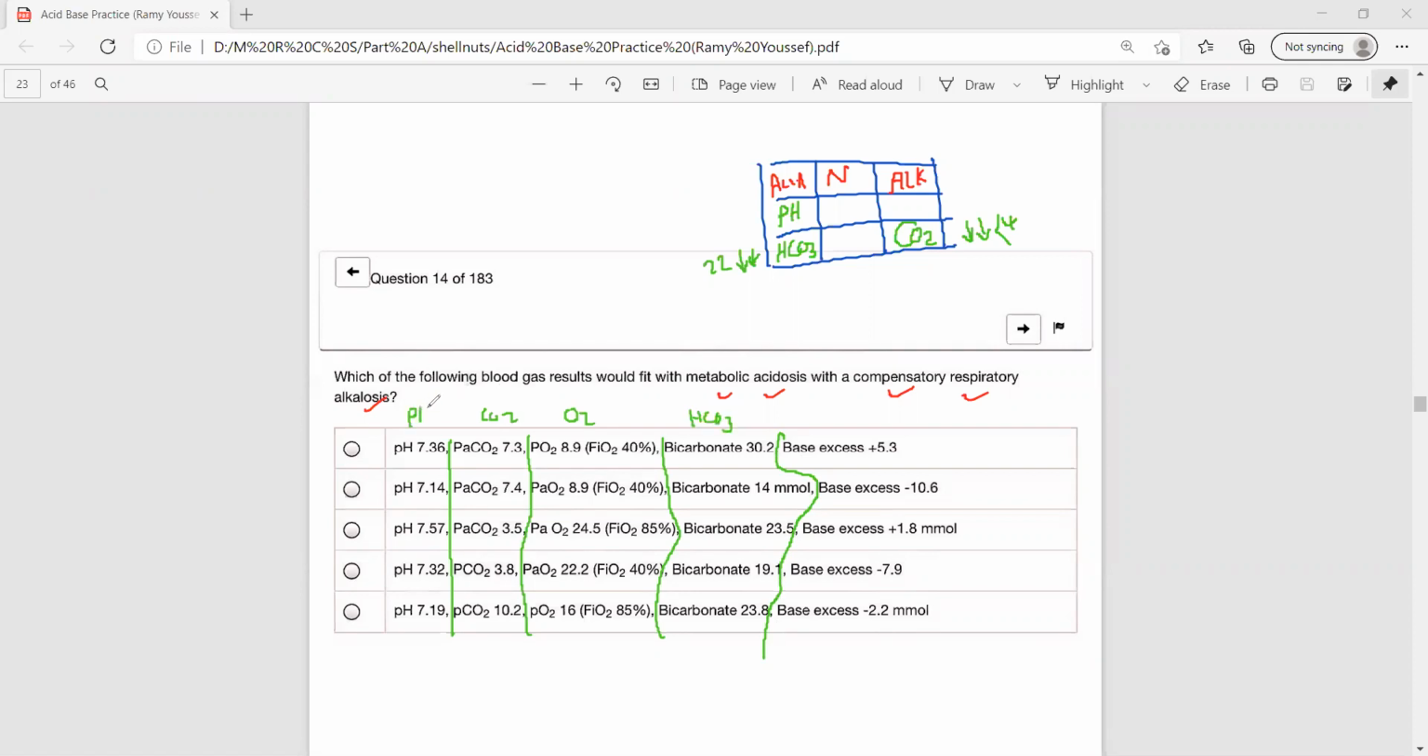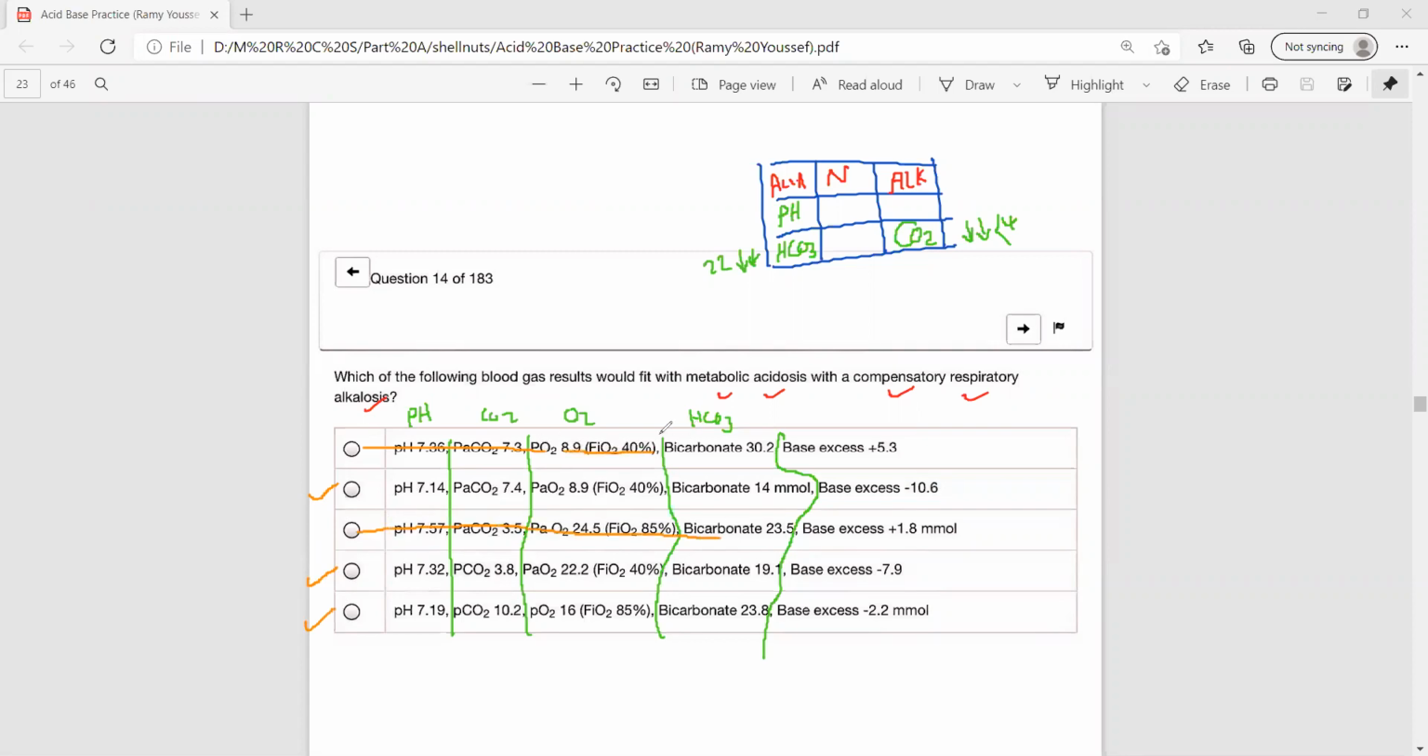This is the pH. Okay, by exclusion, let's go. As it is metabolic acidosis, the answer may be between B and E. B is right, as are B, C, D, and E. As the pH is D, E, this is completely excluded.